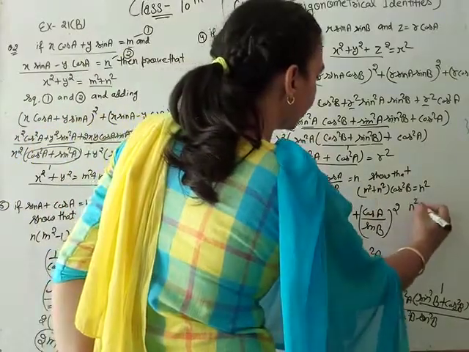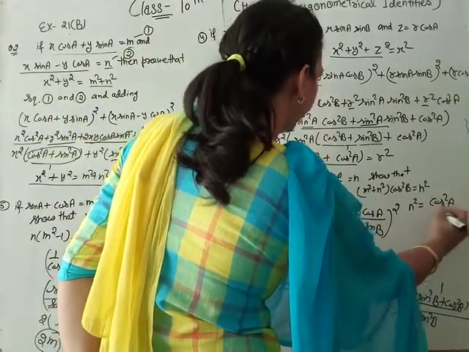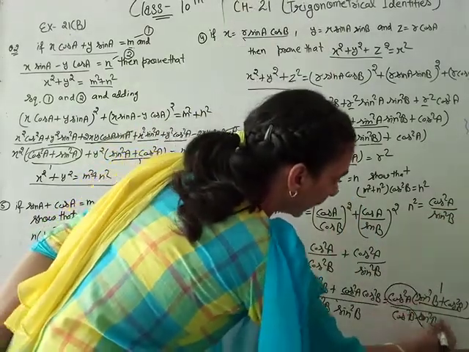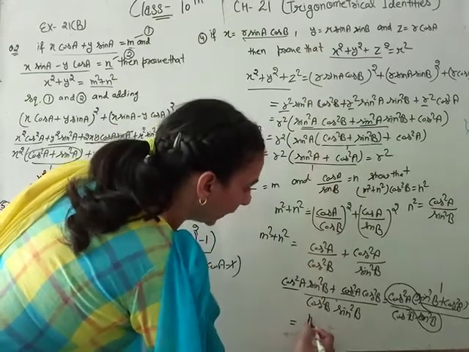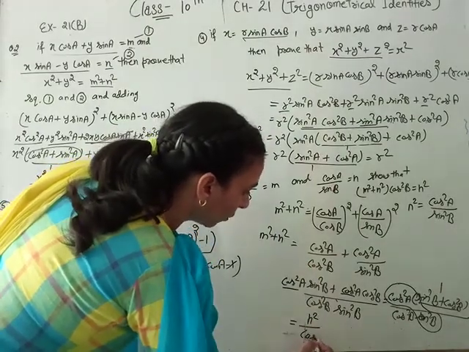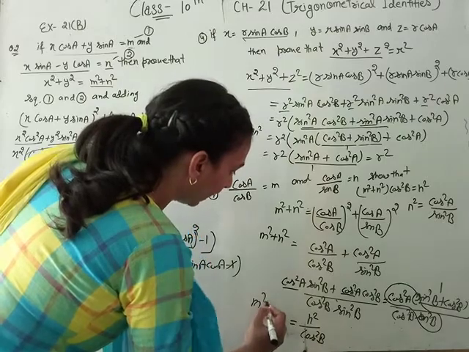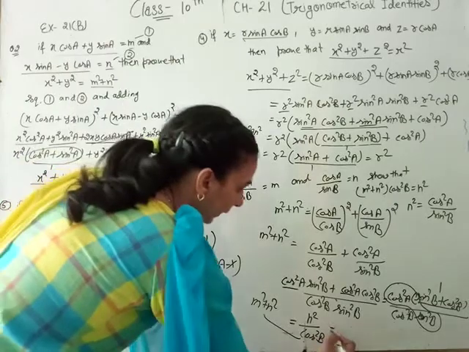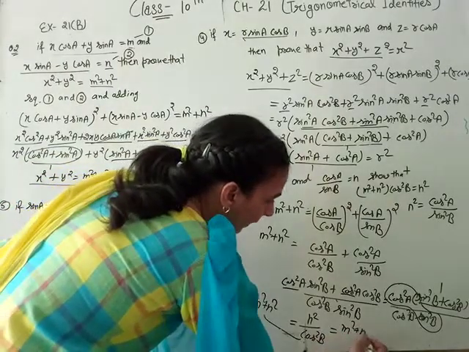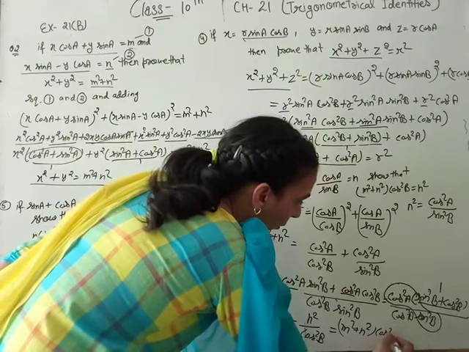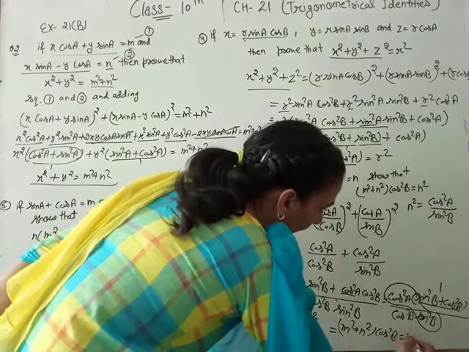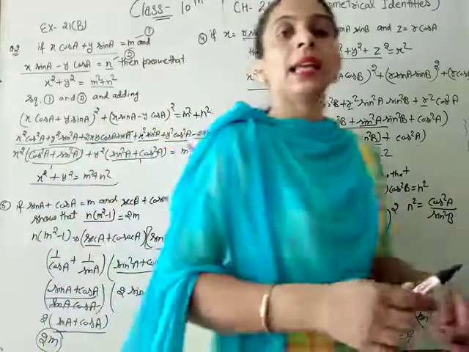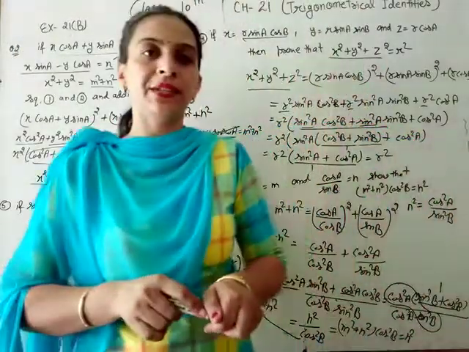So n square equals cos square a by sin square b. Then n square by cos square b equals m square plus n square. Cross multiplying, m square plus n square times cos square b equals n square. Okay, this is exercise 21B. The next exercise will be in the next video.